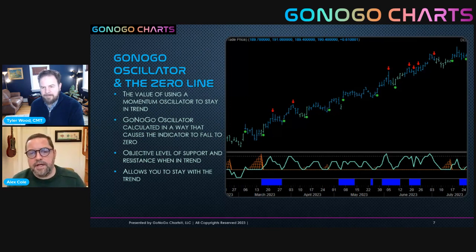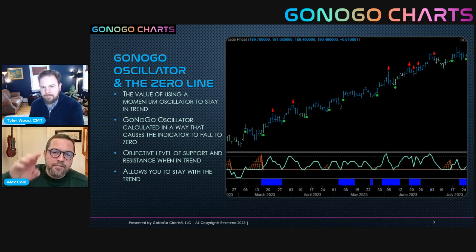So if you think about that, when the trend is a go and the oscillator falls to zero, we're seeing waning enthusiasm. Now, that is totally normal in a trend. Price will not move in a straight line. It will move up, it will come back. It will move up, it will come back.